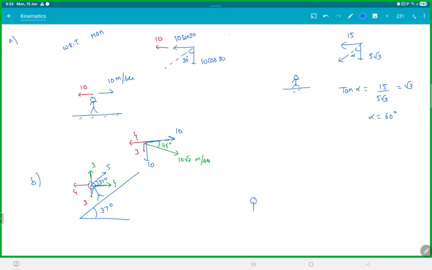So when the man comes to rest, he will think the rain is going 10 minus 4 in the horizontal direction, 6. Vertically, it is 13. So he will think the rain is falling at that side with an angle alpha. Tan alpha is 6 by 13. Make sense? That's it. So if velocities are at angles, resolve them into i cap, j cap, and then subtract them. Are you all clear with this?